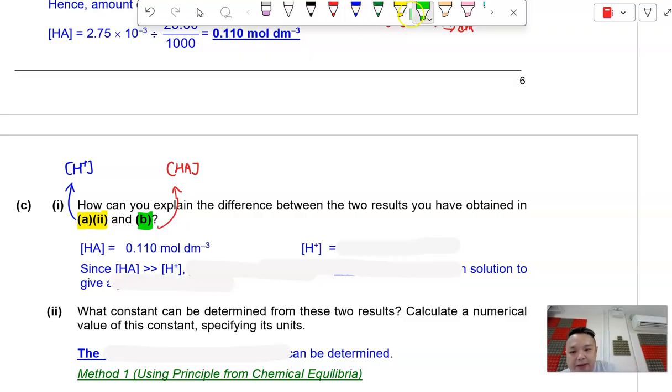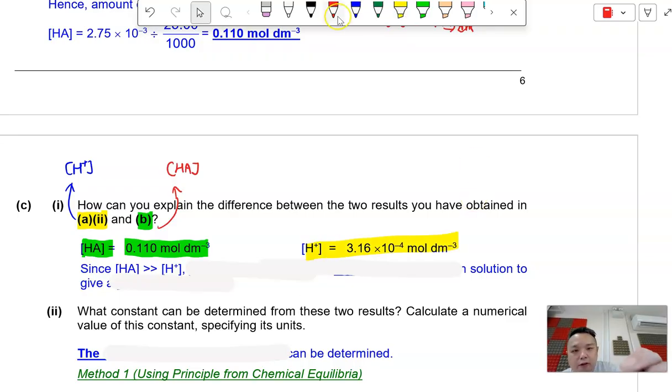HA we calculated in part B is 0.110 mole per dm cube, and H+ we calculated earlier in A part 2 is 3.16 times 10 to the power minus 4 mole per dm cube. One look, you can immediately see that the concentration of HA is a lot larger than H+. What this means is that not all the acid has dissociated to give H+.